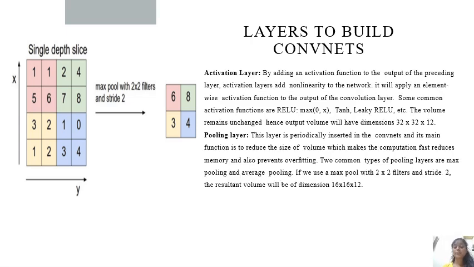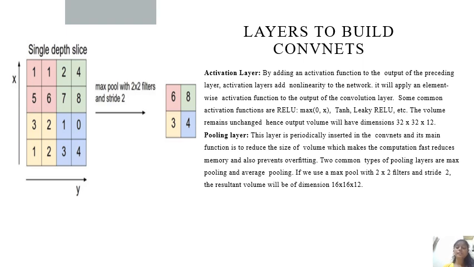Activation layer. By adding an activation function to the output of the preceding layer, activation layers add non-linearity to the network. It will apply an element-wise activation function to the output of the convolution layer. Some common activation functions are ReLU, that is max of 0, x, and tanh, leaky ReLU, etc. The volume remains unchanged, hence the output volume will have dimensions 32 cross 32 cross 12.